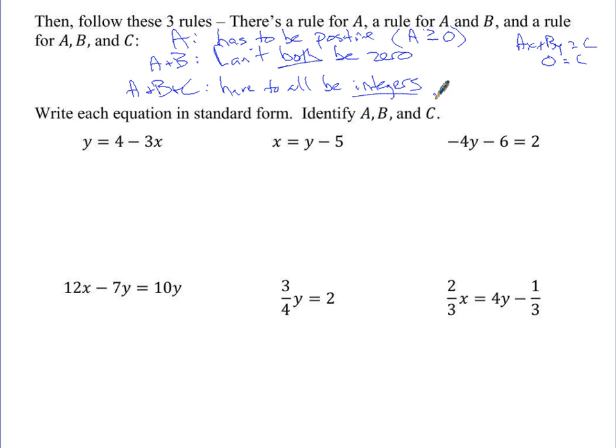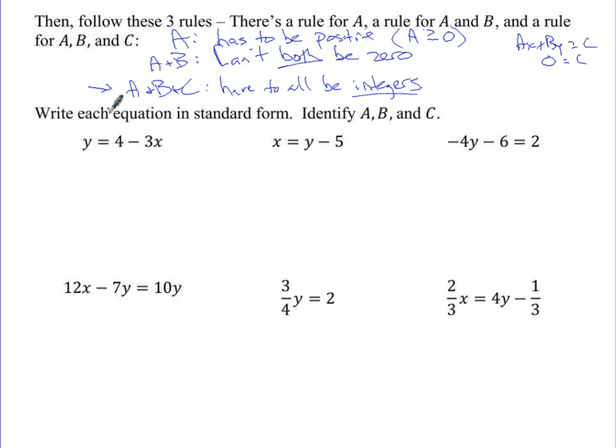The part you need to know is that A, B, and C have to all be integers, period. You can't have fractions. You can't have decimals. If you have fractions and decimals, you got to get rid of them. So that should be the rule that you guys all like, because you don't like working with fractions. I know this. Nobody really does. So this is the rule that makes life nice for standard form. You got to get rid of the fractions. Put them in the right order, then get rid of the fractions and decimals, and then you're done.